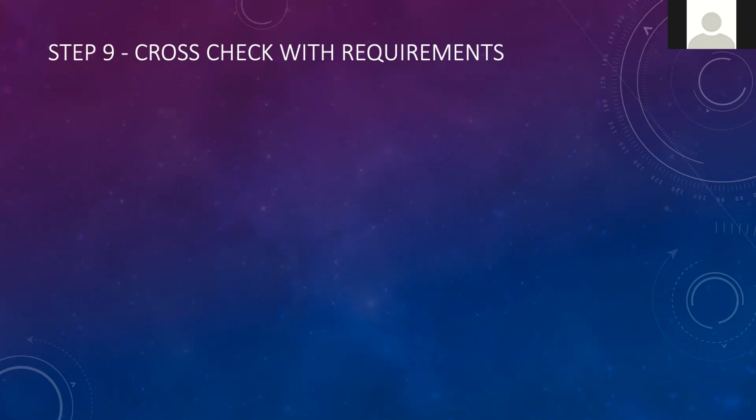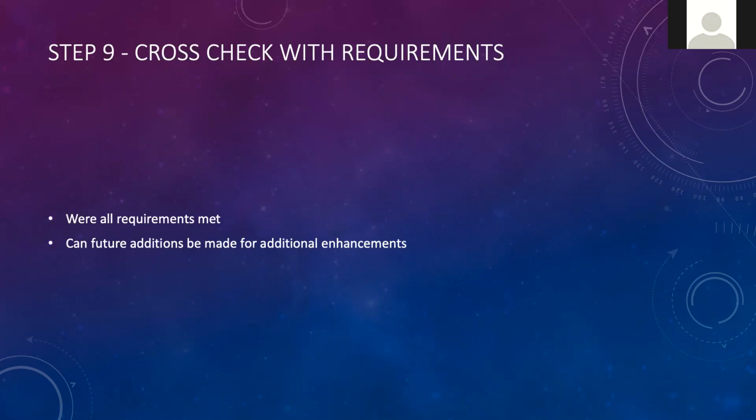And this is the final step, but this is a very important step. And this is where you cross-check your requirements. Essentially, the idea is, are all the requirements met? Can future additions be made for additional enhancements? And that is it. So that is our 9-step formula for tackling system design.